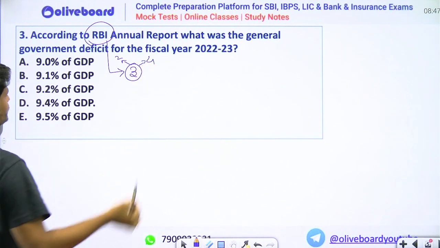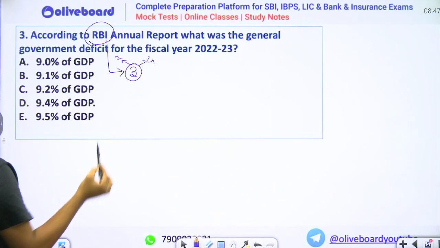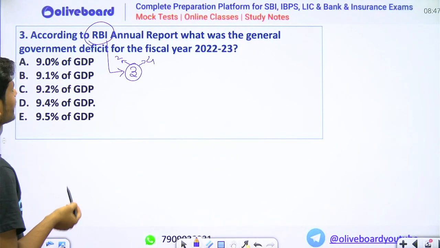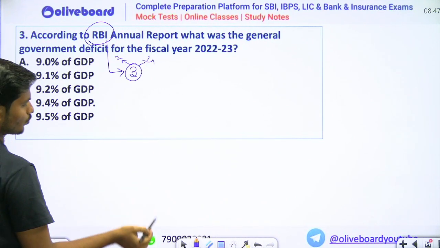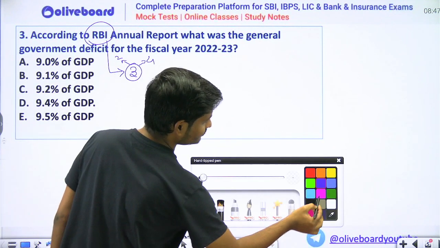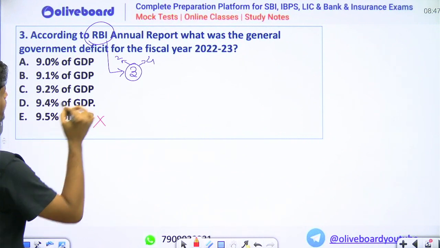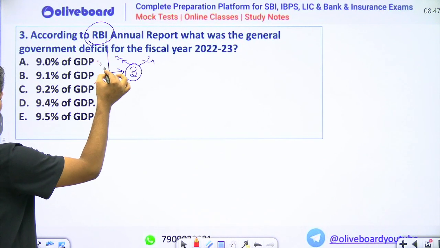So let's see the options: 9.0% of GDP, 9.1% of GDP, 9.2% of GDP, 9.4% or 9.5%. So what are the options we will eliminate? We will eliminate 9.5, we will eliminate 9.1 and we will eliminate 9.2.